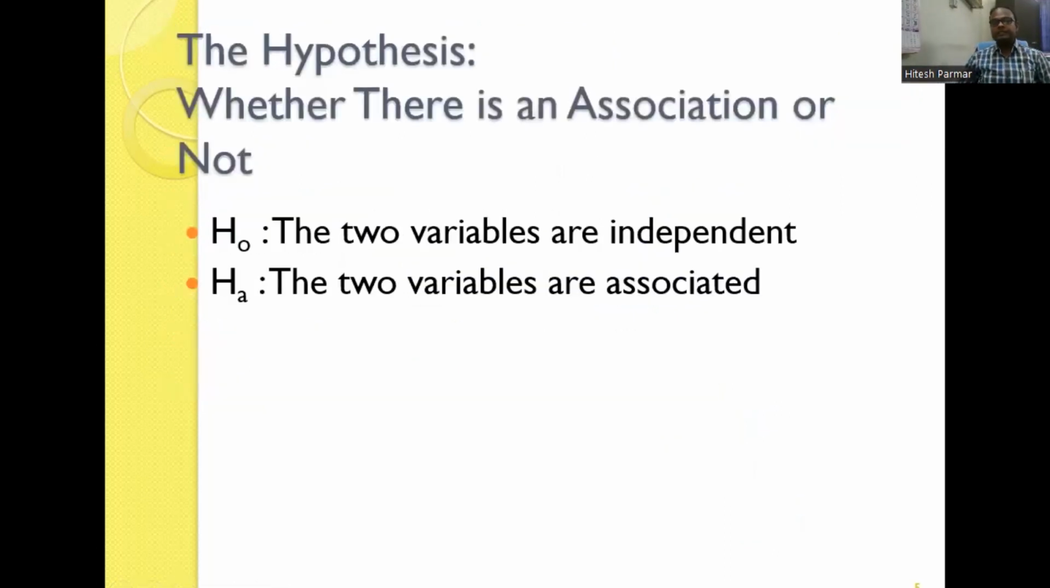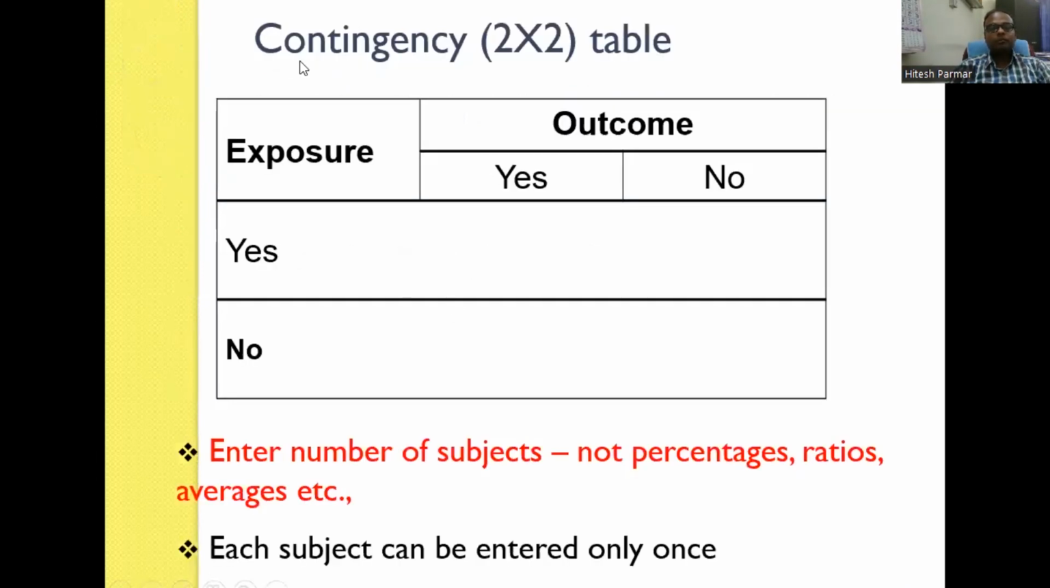What is the hypothesis that we are testing? The null hypothesis is that the two variables are independent, and the alternative is that the two variables are associated. Or in other words, the null hypothesis says there is no association between these two variables, and the alternative hypothesis says there is an association between these two variables.